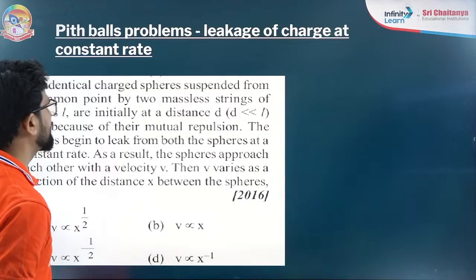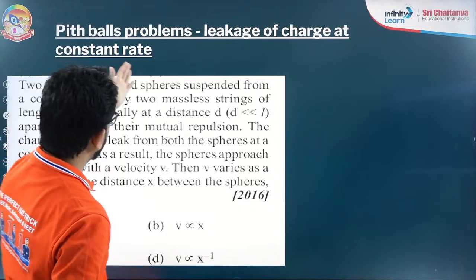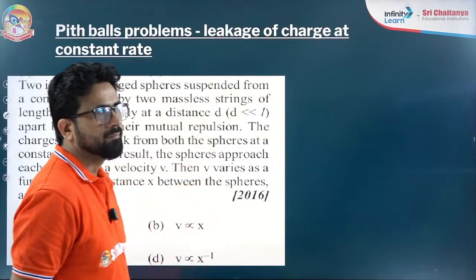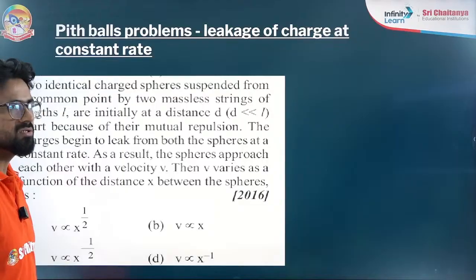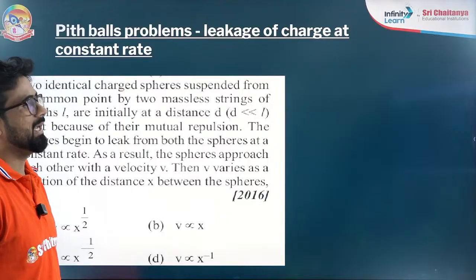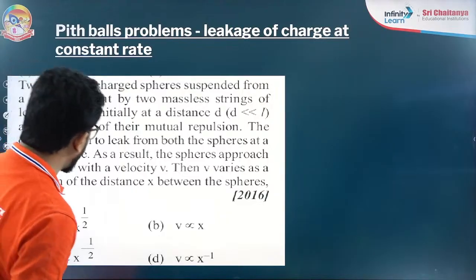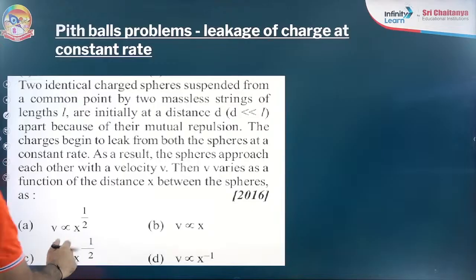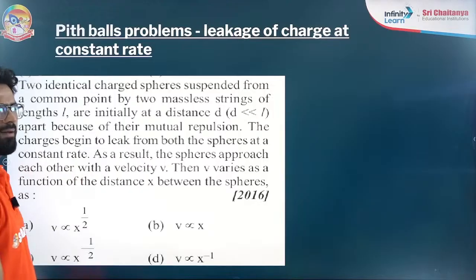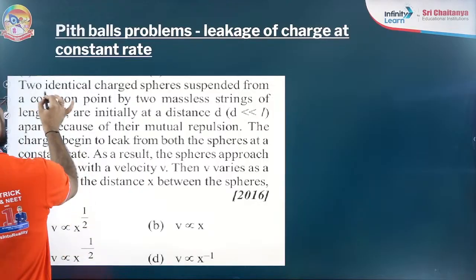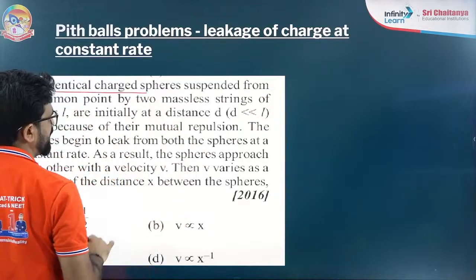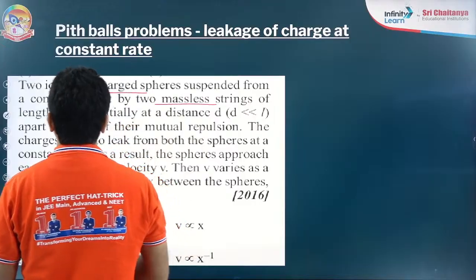Now what is the question? Please focus on the board. The pith balls problem: leakage of charge at constant rate. That means charge is not constant now. Charge is leaking at a constant rate. Then what will happen? Please understand. So I am just drawing this diagram. First, before that, we will read the question carefully. Please focus everyone on the board. Very important concept. Two identical charged spheres suspended from a common point by two massless strings, length is L.